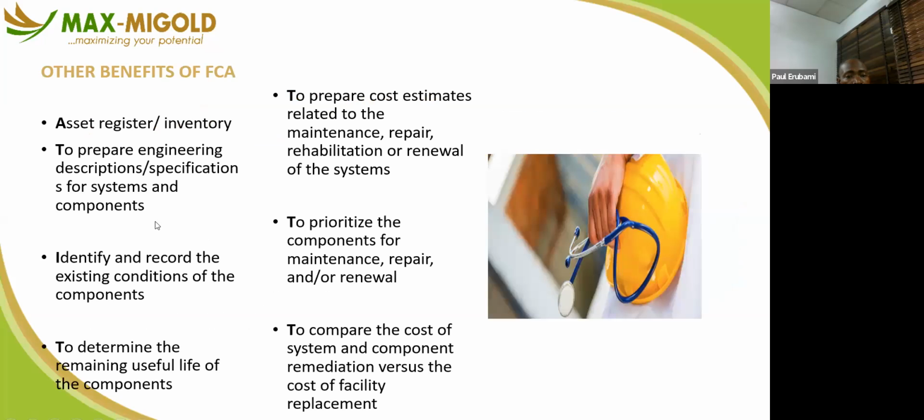One, it helps you to develop your asset register, which we have already discussed on Wednesday when we discussed asset management. Conducting your FCA helps you to set up your what? Asset register or inventory. It also helps you to prepare engineering descriptions and specifications for systems and components within that facility. It also helps you to identify and record the existing condition of the component.